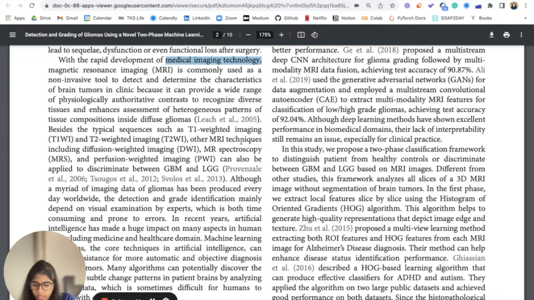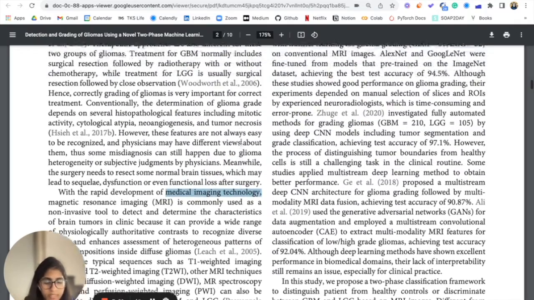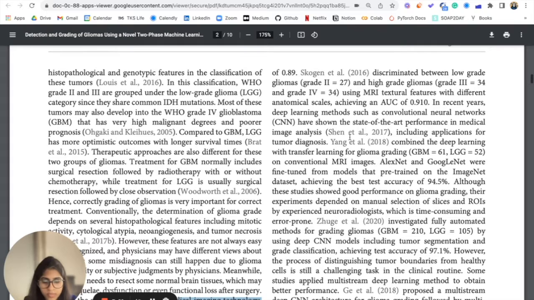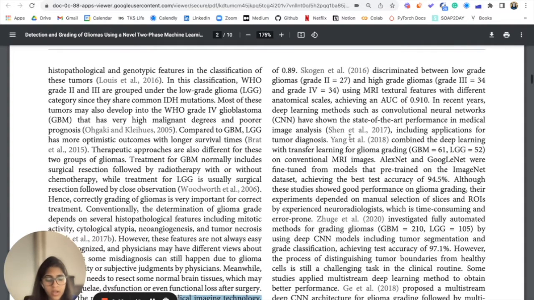Now, as I said, there are many advancements, but the detection and the grade identification right now are dependent on the visual examination by experts. And obviously, if you're doing this process manually, especially if it's 3D, then it's time consuming, it's prone to errors, it's not efficient at all. So that's why they're looking at recent advancements. There are convolutional neural networks being used, and a lot of advancements with deep learning, with transfer learning, all of that using different algorithms.